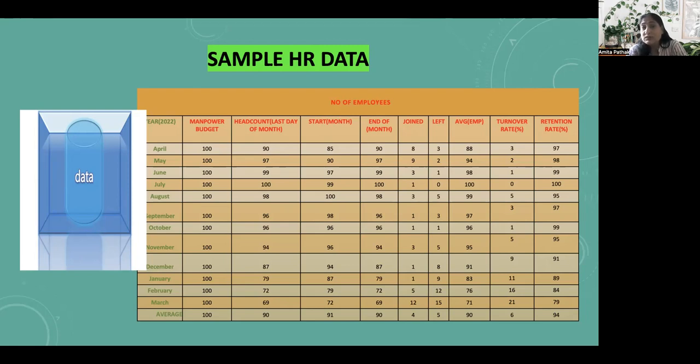And this same data is what the HR analyst is using. Now, if you look deeper into it, what is here? Manpower budget, start of the month employees and end of the month employees, joined and left. But in the last 3 columns, what we did: average of employee, turnover rate, retention rate. So dear friends, this average, turnover and retention rate can be metrics for this data. And these 3 things can be used to find patterns. So let us understand how these 3 metrics are changing the game.